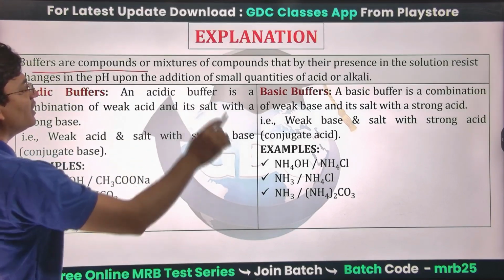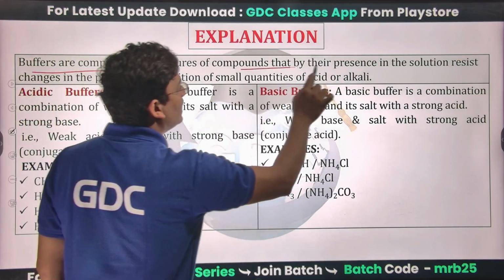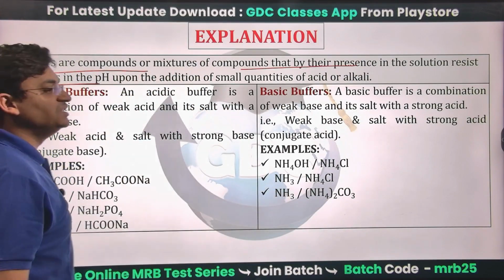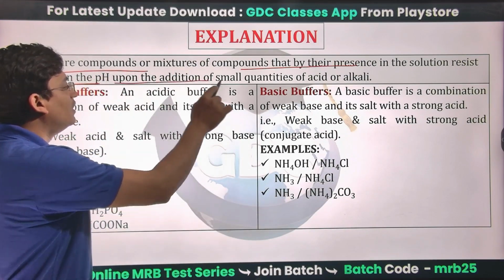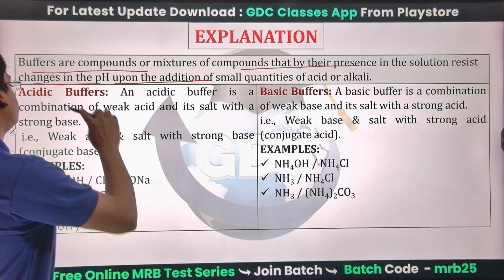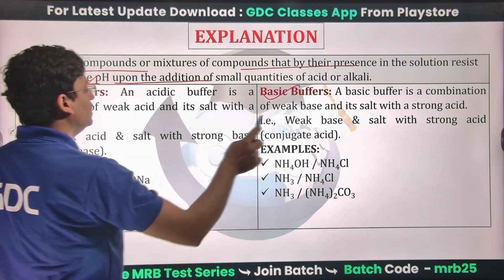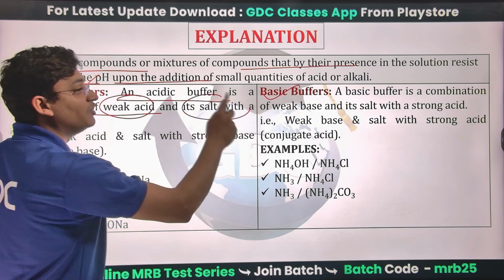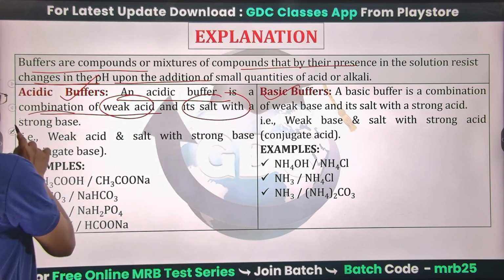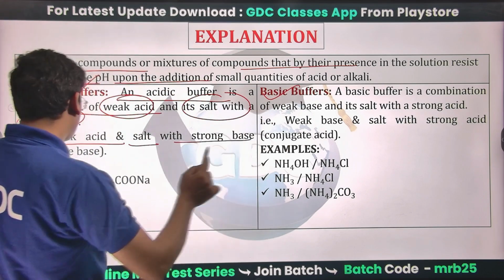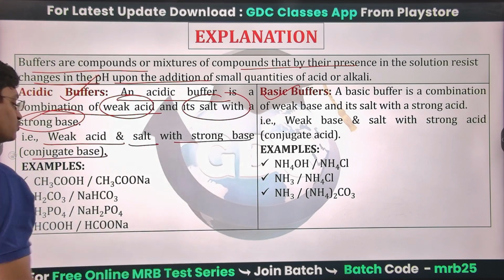Buffers are compounds or mixtures of compounds that, by their presence in the solution, resist change in pH under the addition of small quantities of acid or bases. We are having two types of buffers, like acidic buffer and basic buffer. So acidic buffer is a combination of weak acid and its salt with a strong base. Look, weak acid and salt with a strong conjugate base.